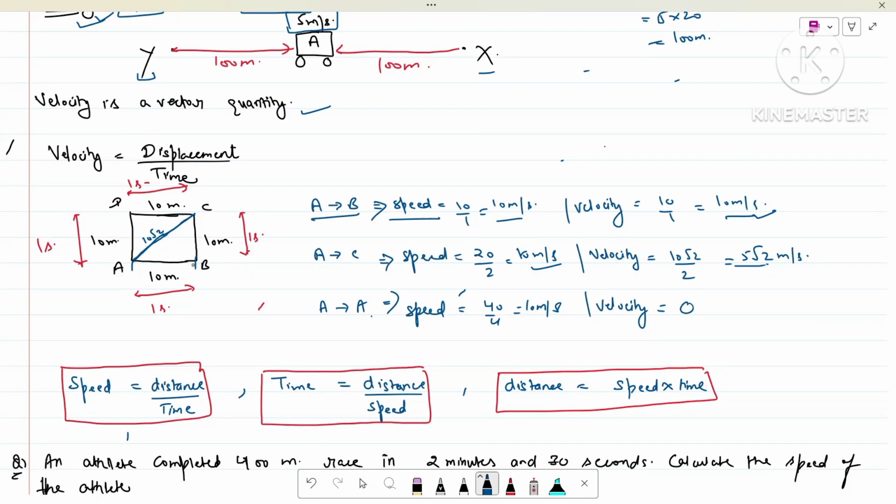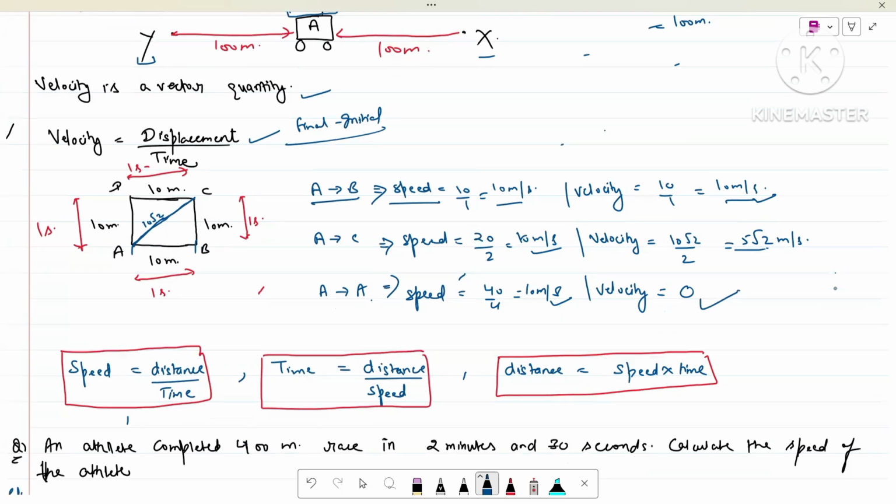Now third case, person started from A and again reached A. So what is the total distance covered? 40 meter and total time taken is 4 seconds. So again, speed is 40 by 4, 10 meter per second. But what about velocity? As I told you, velocity is displacement by time and displacement is final position minus initial position. Person started from A, again reached A. So final and initial position are same. So this means displacement is zero here. So if displacement is zero, velocity will also be zero.